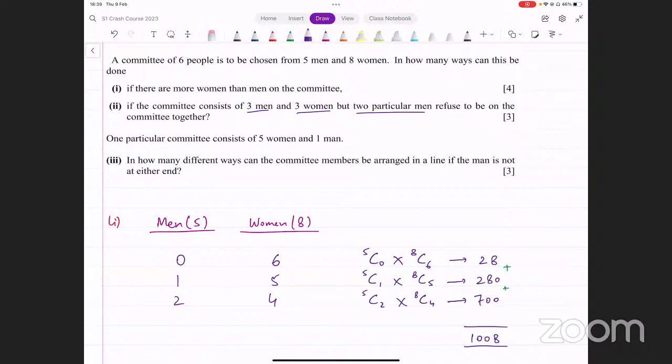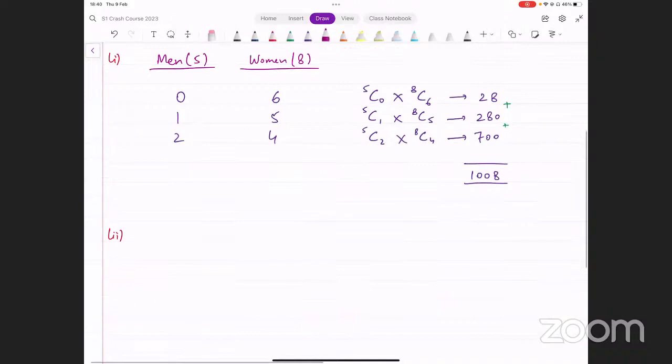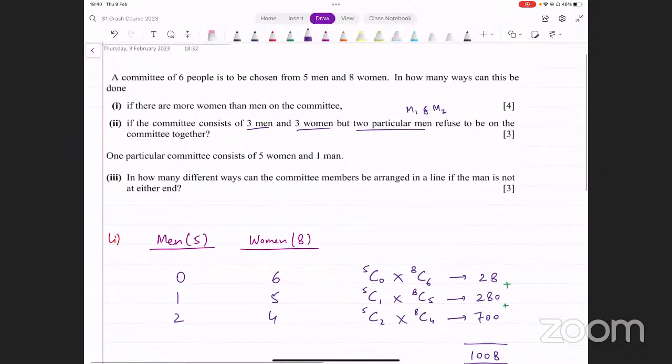So let's say these two men were M1 and M2. Now these people, they can't be on the committee together. All right. So you can't say that both of them are part of this total of 6 people. Now, again, you have to think about the cases that you've got for this. You could have one of the two, but not both at the same time. Or you could also have none of them selected in the committee at all. All right, so all of those possibilities are there.